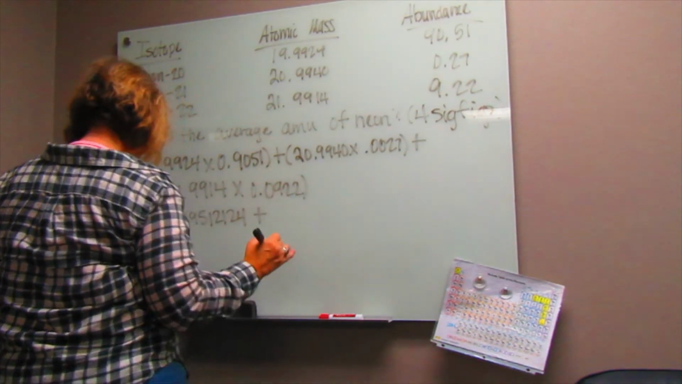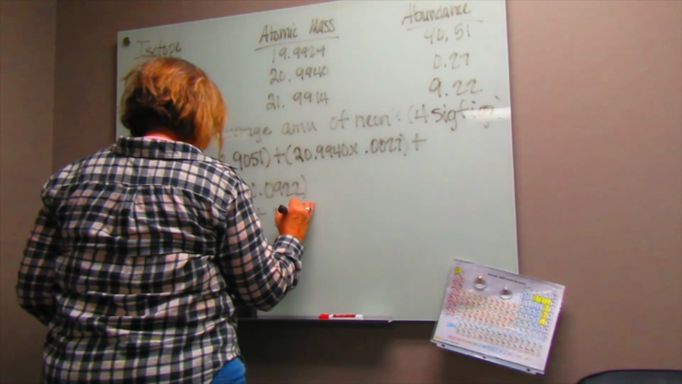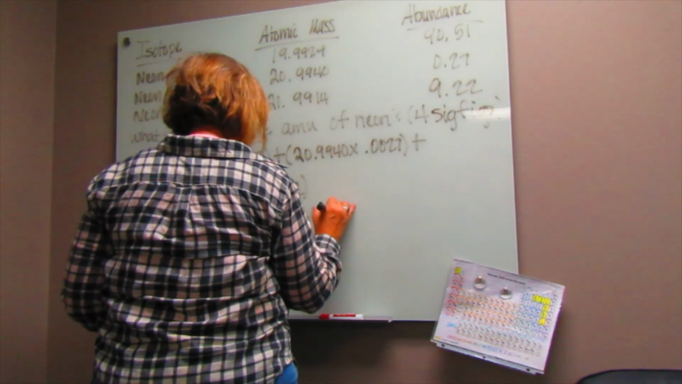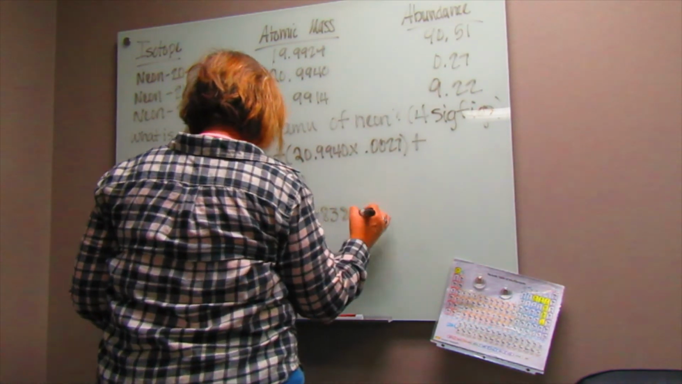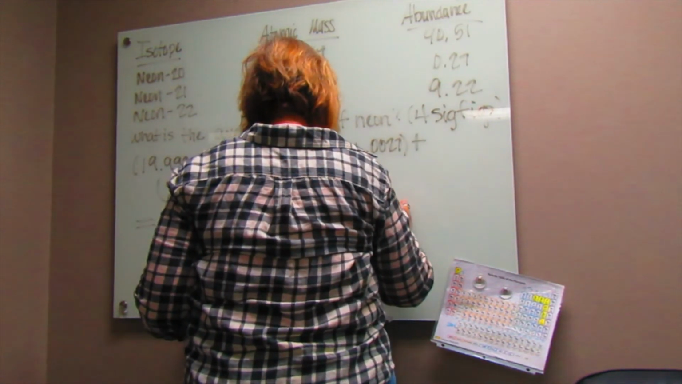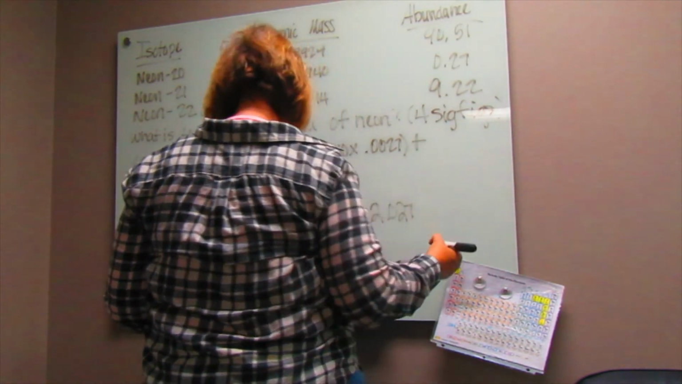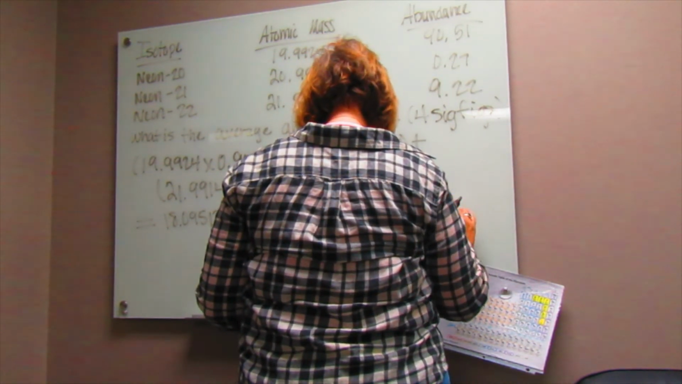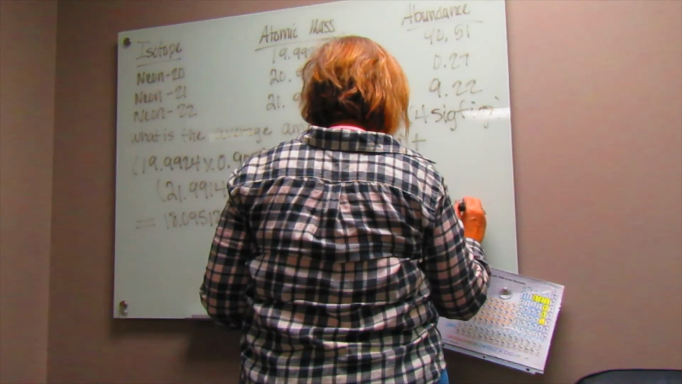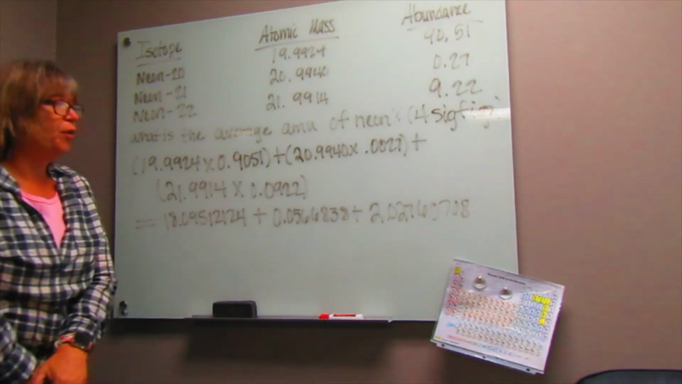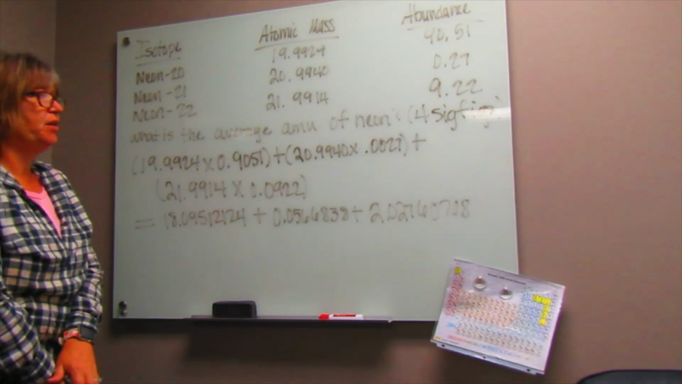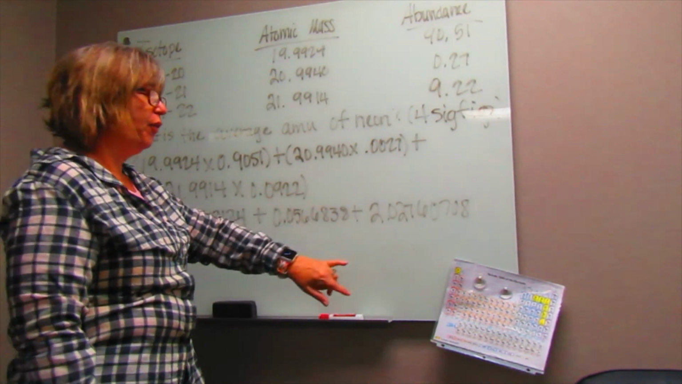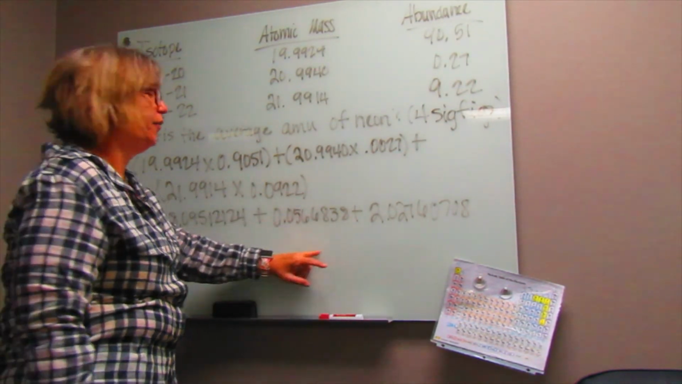12124 plus 0.056683 plus 2.02760708. A lot of numbers after the decimal. That's why we wanted to do it to 4 sig figs. But we don't round our intermediate products, if you remember that as one of the rules of significant figures.